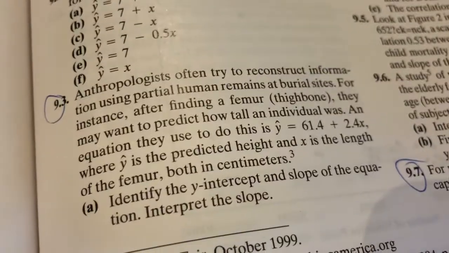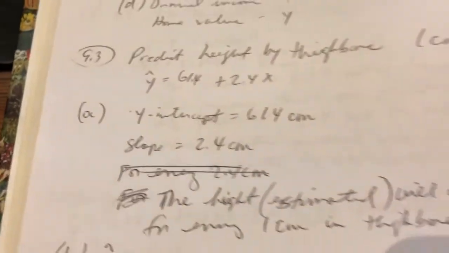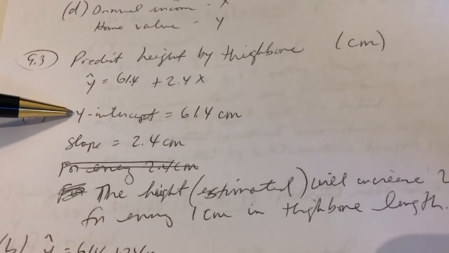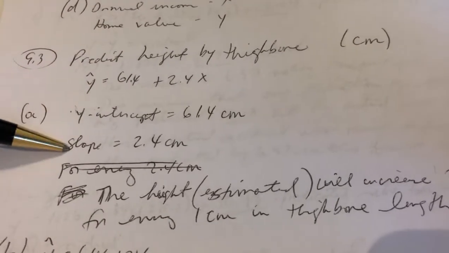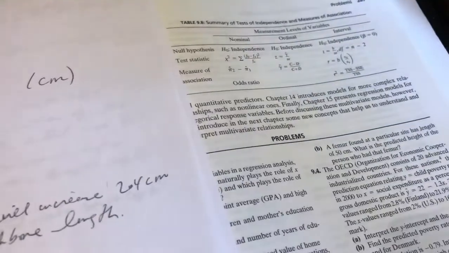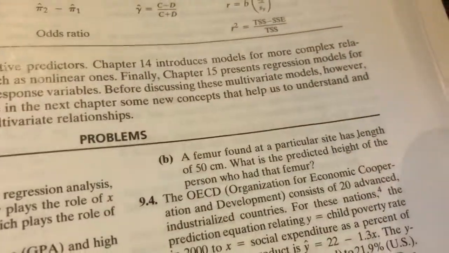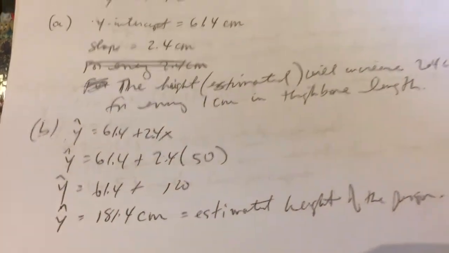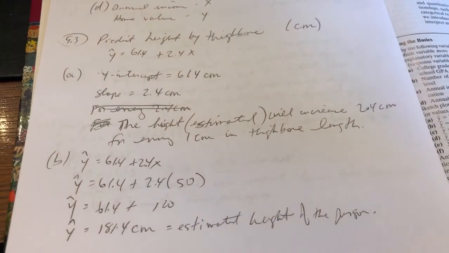So then, using the equation, just figure out part A, which is right here. You just basically fill in. Well, they want to know your y-intercept. I already told you that, and the slope. And then they want you to figure it out for part B, if the thigh bone is 50 centimeters. So plug it into the equation. And there you go.